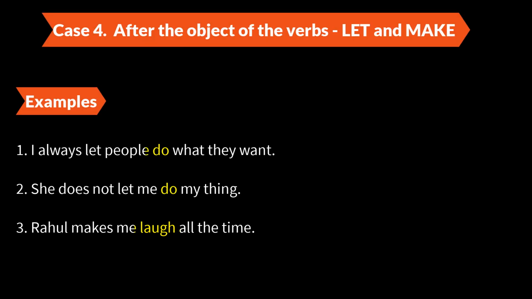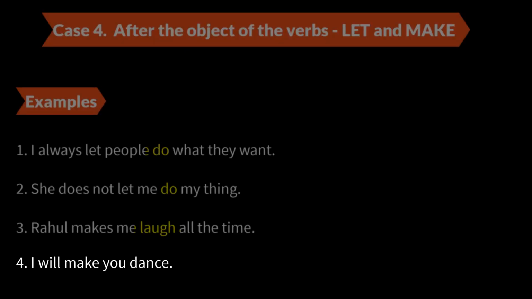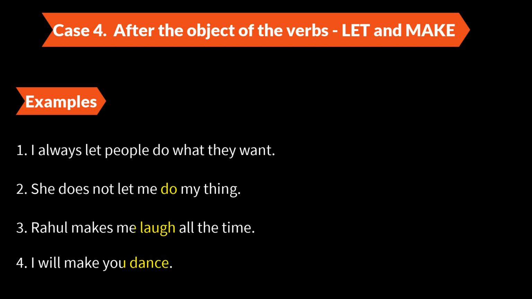Let us take one more example. I will make you dance. What is the zero infinitive here? Quite simple. Dance. What is the main verb? Make. What is the object? You. And dance is working as the object complement, giving information about the object you. It's just providing us more information about the object. So guys, please remember we use zero infinitives after the object of these verbs let and make.